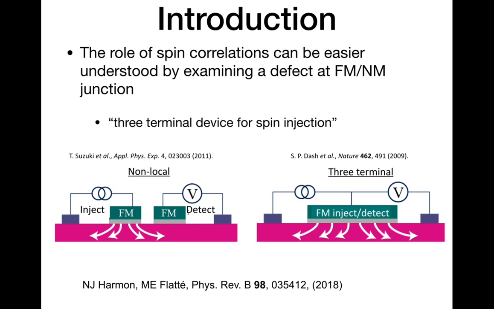So to understand how this effect works, I thought it'd be good to go through an example which is peripherally related to my main point of this talk today, and that is looking at transport through a defect which is situated at a ferromagnet and non-magnetic junction.